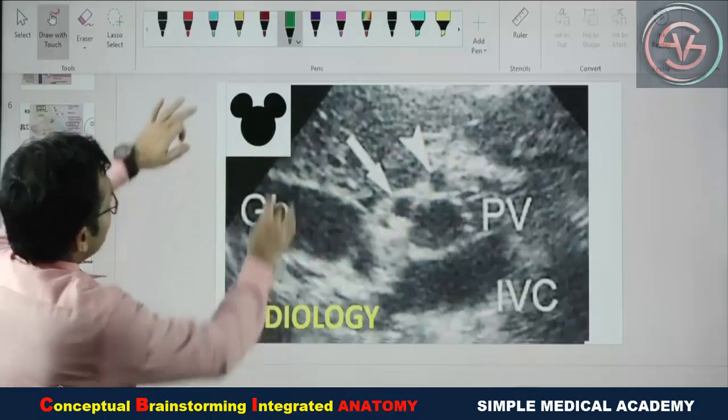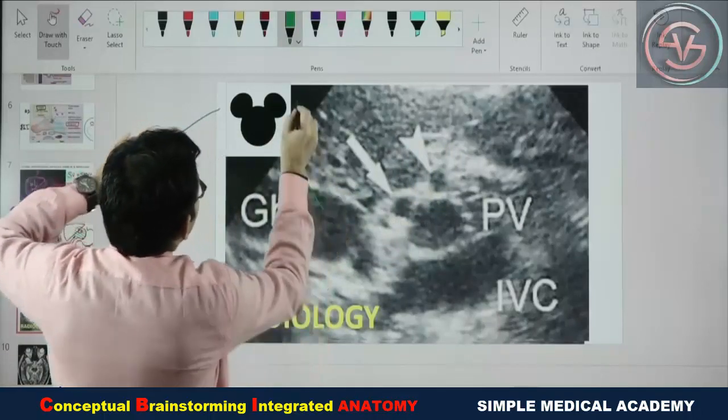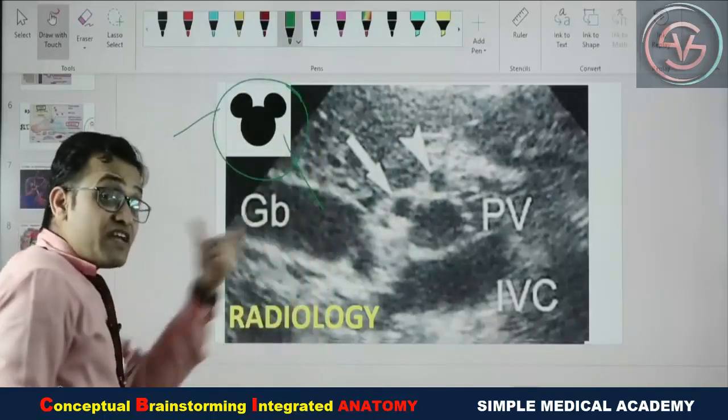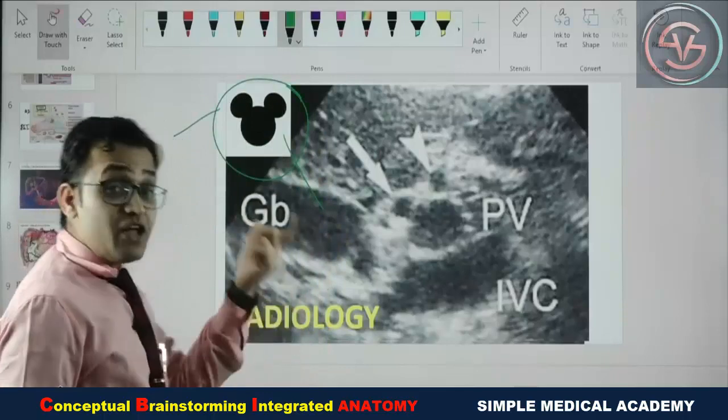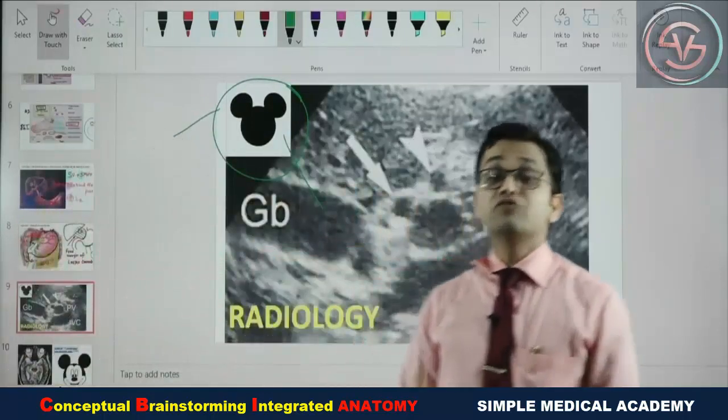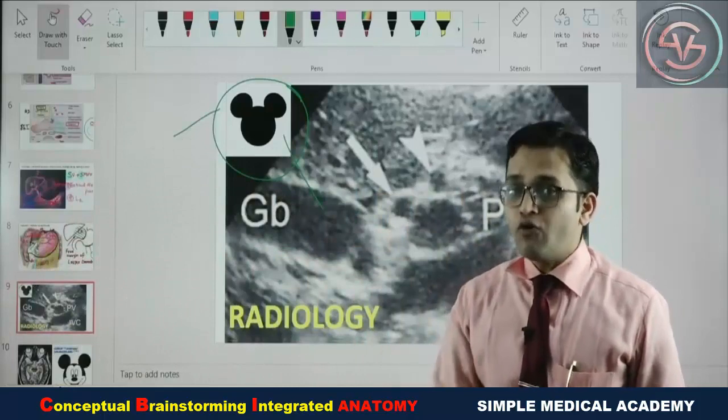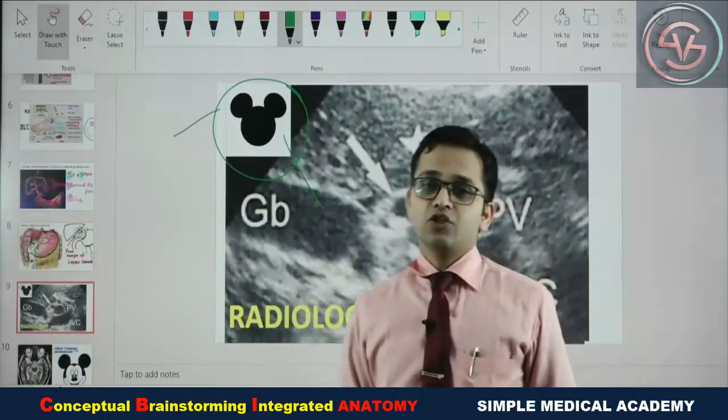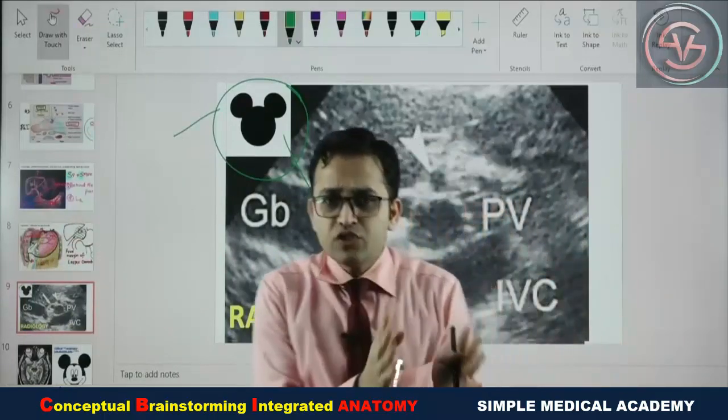And if you concentrate, it is looking like the face of Mickey Mouse. That's why in radiology you study the Mickey Mouse sign which is found in the portal vein. So are you getting the point how you have to study anatomy?